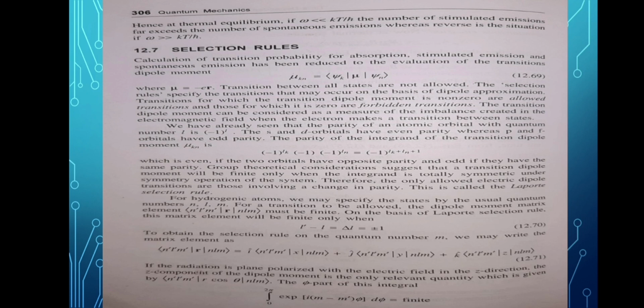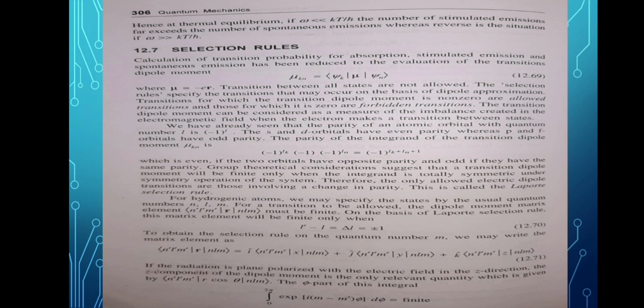To obtain the selection rule on the quantum number m, we may write the matrix element ⟨n', l', m'|r|n, l, m⟩ as i cap times ⟨n', l', m'|x|n, l, m⟩ plus j cap times ⟨n', l', m'|y|n, l, m⟩ plus k cap times ⟨n', l', m'|z|n, l, m⟩.